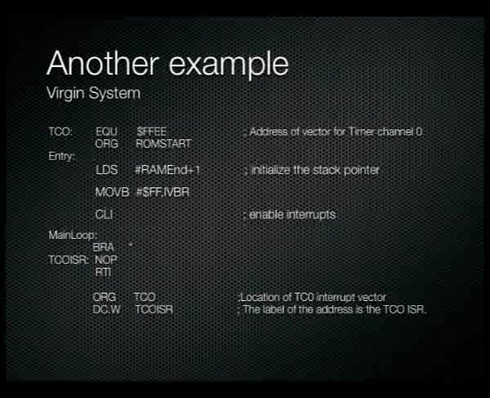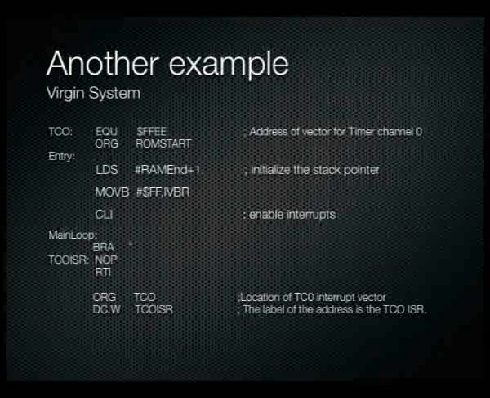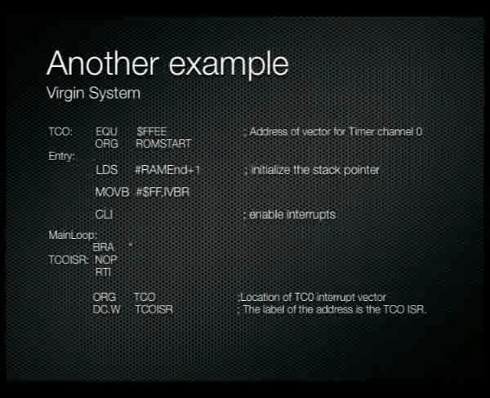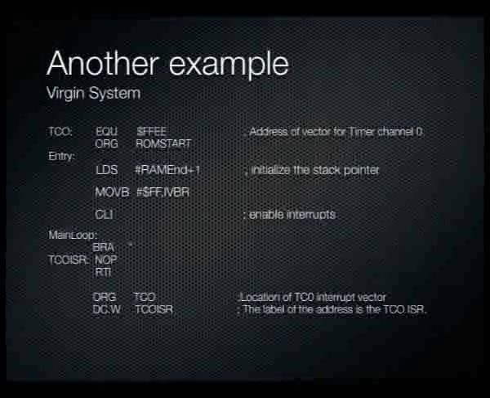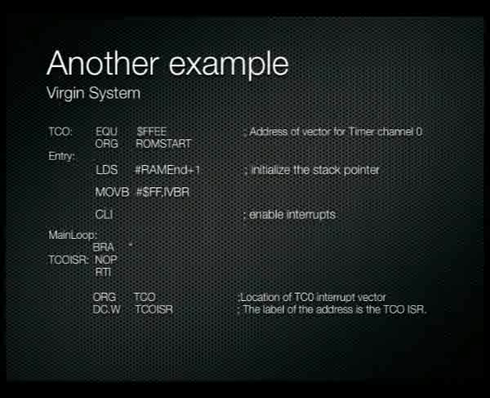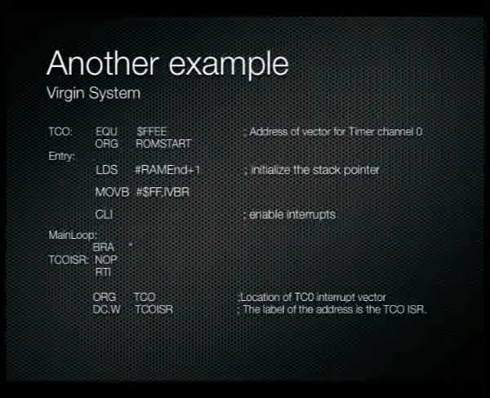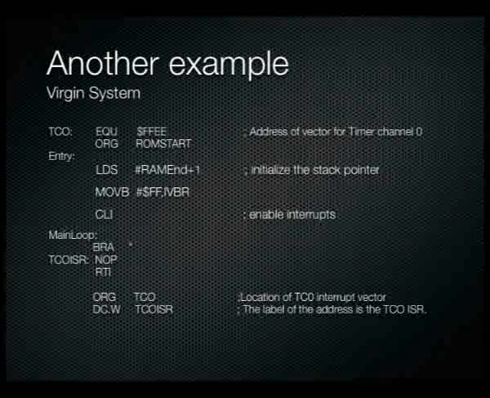And then, underneath that, I'd probably have an org $FFFE, and then simply have the reset vector in there as well, pointing to entry. So I'd have the interrupt vector table consisting of those two elements, one for the TC0 and one for the reset. One thing to keep in mind with this slide is that I've moved the value of FF to IVBR.